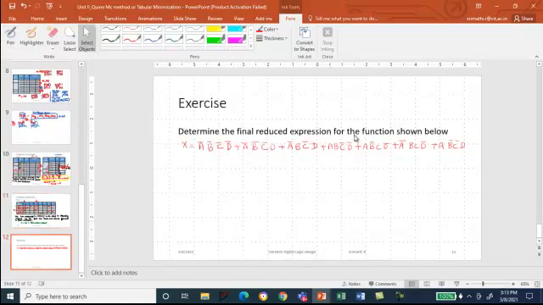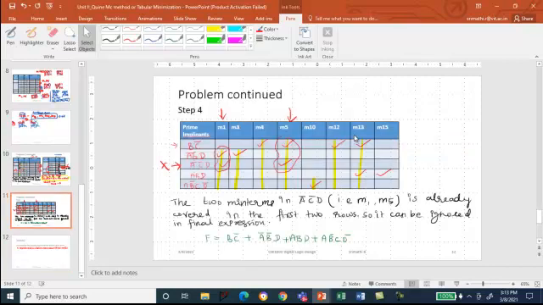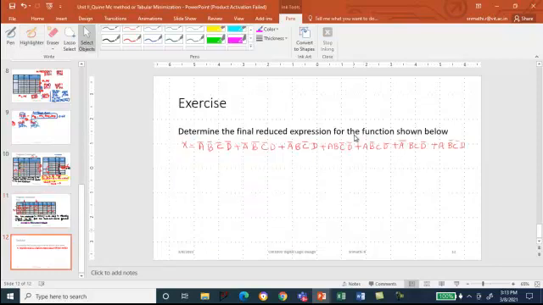So that's all about the Quine McCluskey method. This is the final minimized expression. You can try out for this expression: reduce the given expression using the tabular minimization method. Is it clear? Thank you.